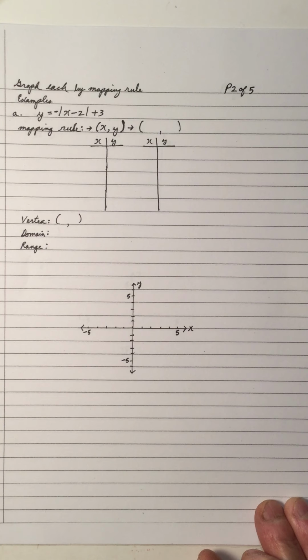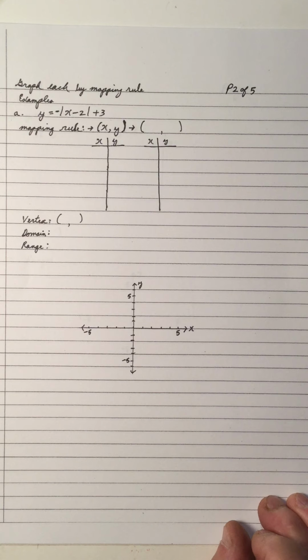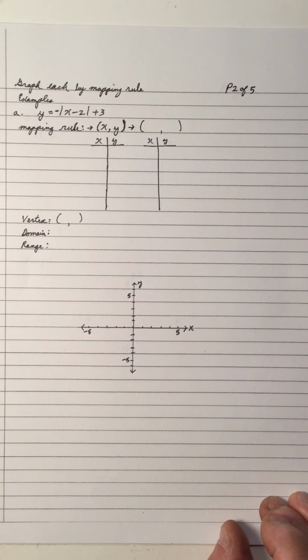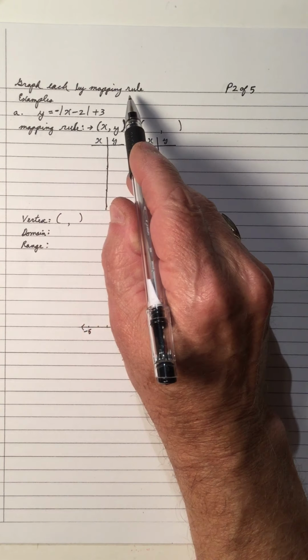That's the mapping rule for the absolute value. In the previous video we changed the equation to a mapping rule. So let's do some examples. Graph each by the mapping rule.